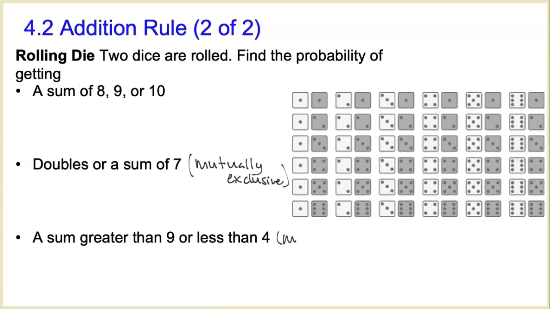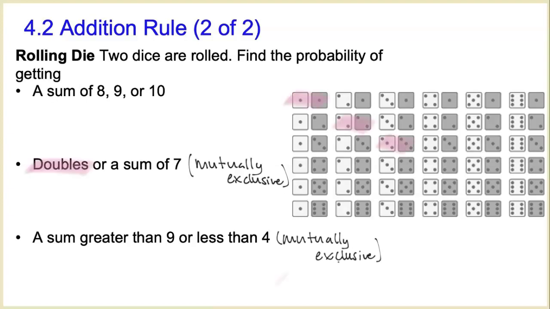And if I look at the next one, a sum greater than 9 or less than 4, well, there's no way that I can add 2 numbers together and get 9, and those same 2 numbers give me 4. So this would be mutually exclusive as well. And then we would just find the probability like we did before.